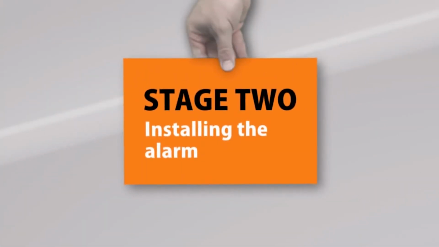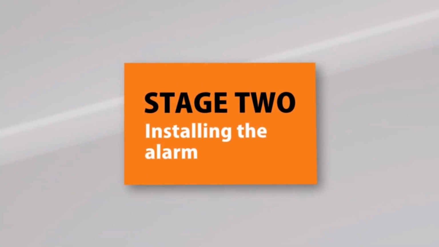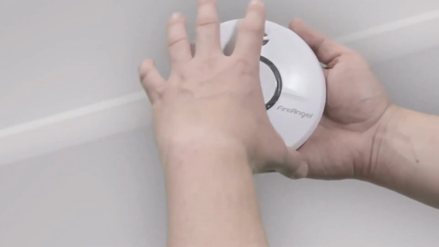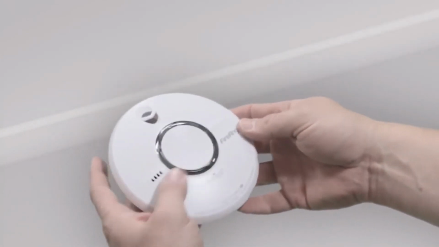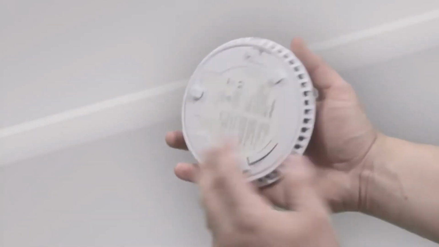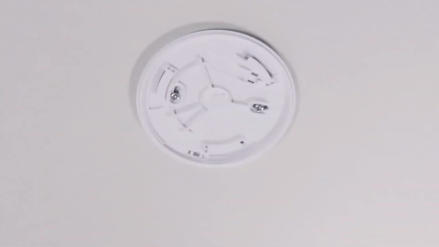That's the hardest bit out of the way. Now it's time to install the alarm onto the mounting plate. This alarm has a sealed battery that lasts for 10 years, so there is no need to replace the battery for the life of the alarm. The alarm is not activated until it is attached to the mounting plate.